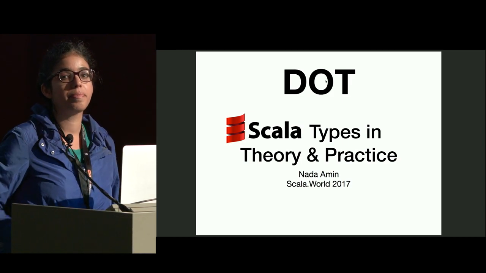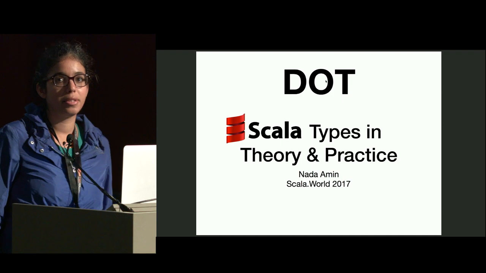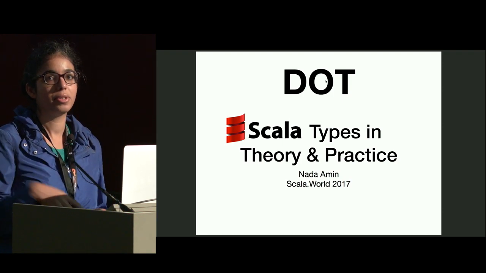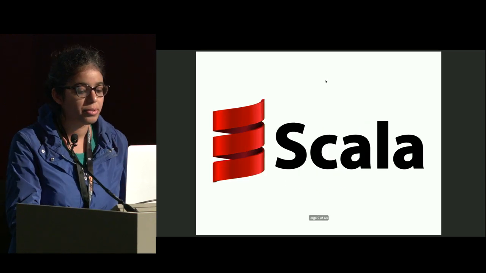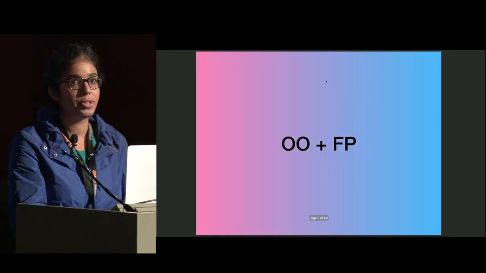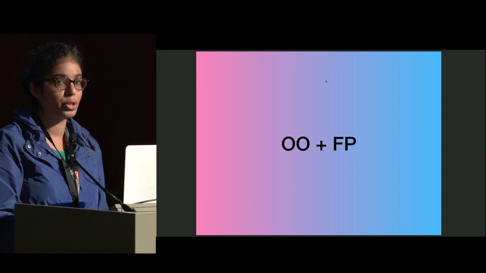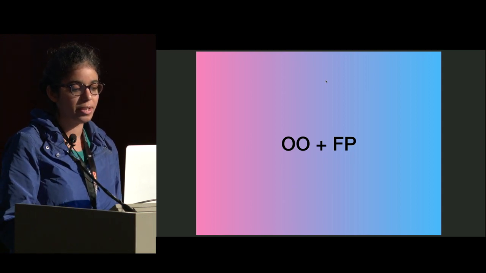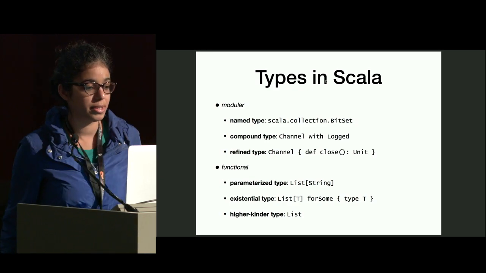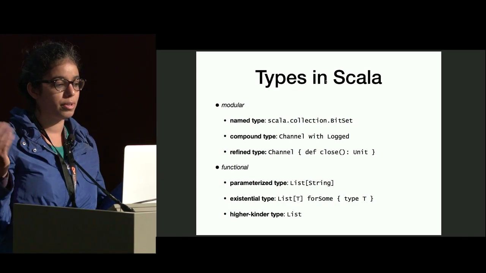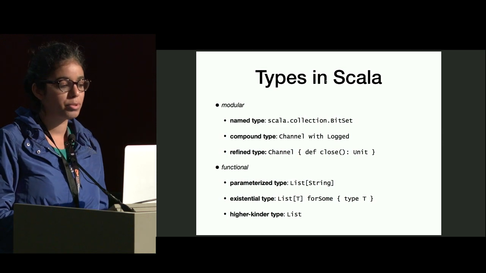So in this talk, I'll just give a retrospective on DOT, which stands for Dependent Object Types. This is the type system that Martin used as the core type system in the new compiler Dotty. All right, so as we know, Scala fuses ideas from object-oriented and functional programming. And this is something that you can also see in the type system. So if you look at types in Scala, you really have almost two dimensions.